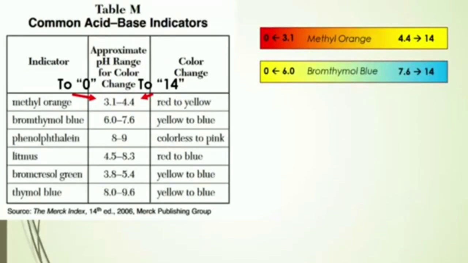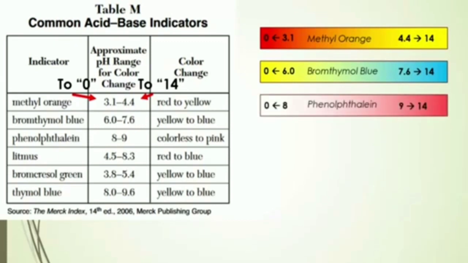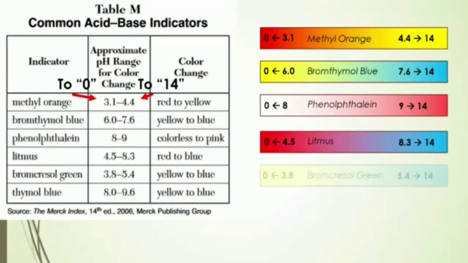So here you can see that bromothymol blue is going to be yellow at a pH of 0 to 6 and blue at a pH of 7.6 and higher. If we continue to apply this trend, we can see that phenolphthalein is going to be colorless at a pH of 0 to 8, and it will be pink at a pH of 9 to 14. And we can just continue to apply this trend to the other indicators.